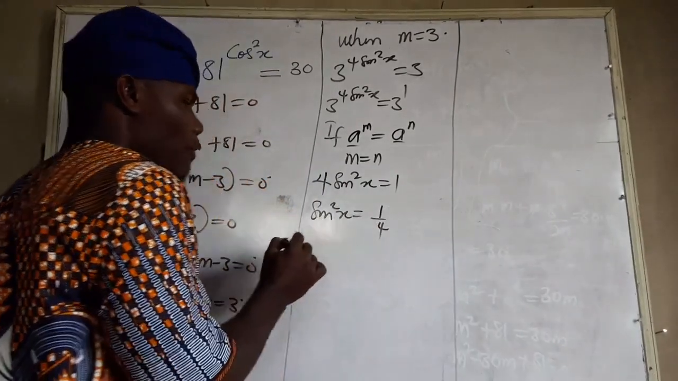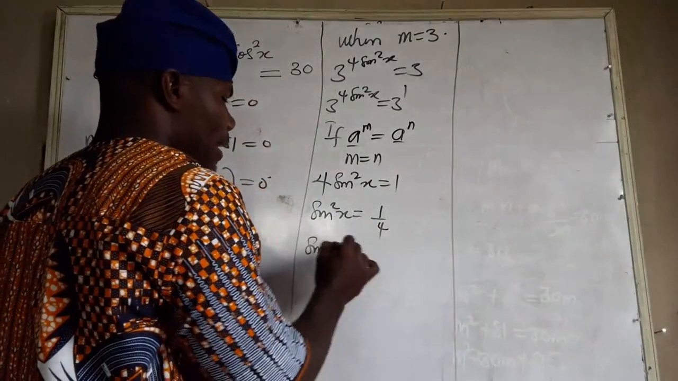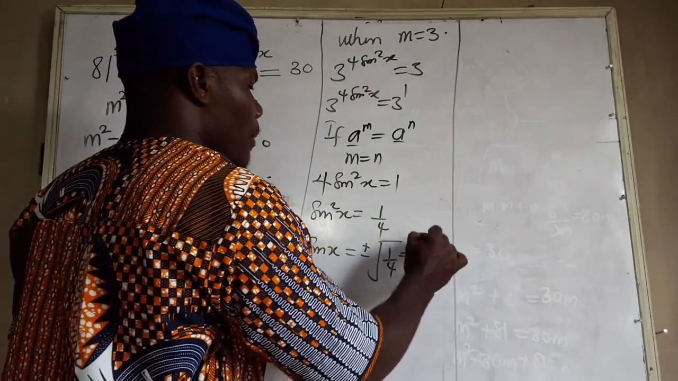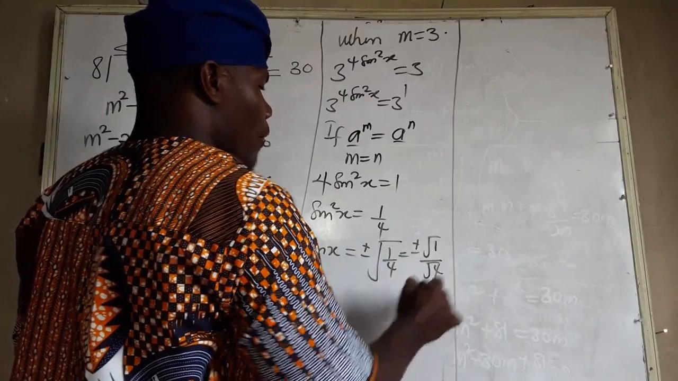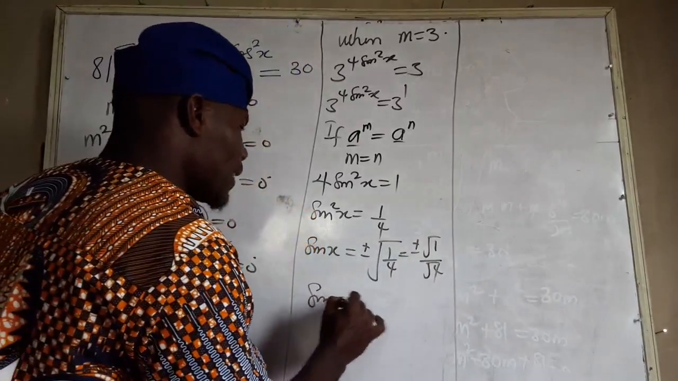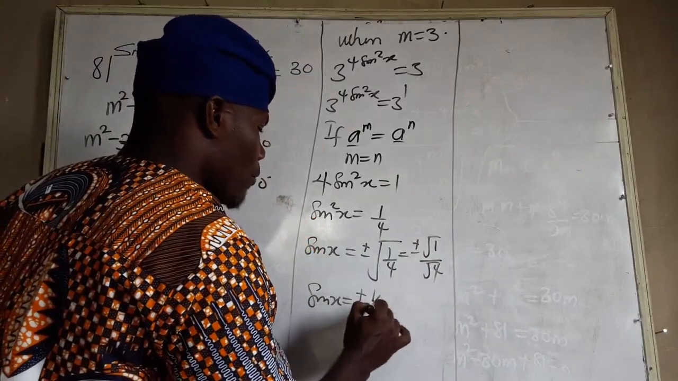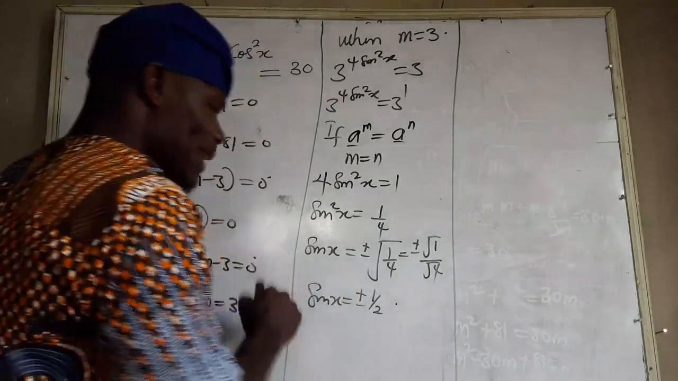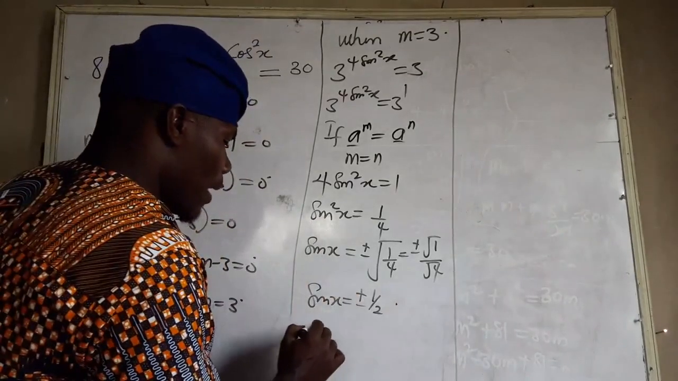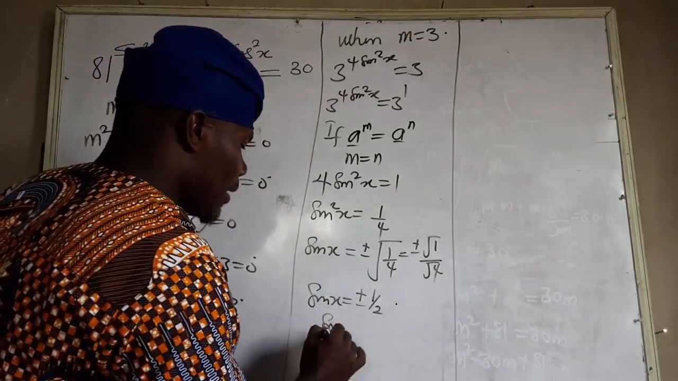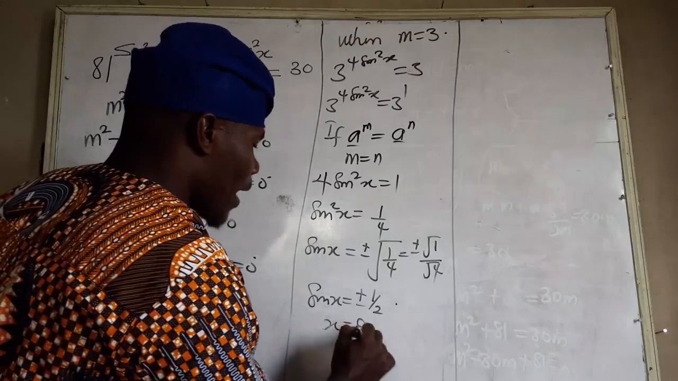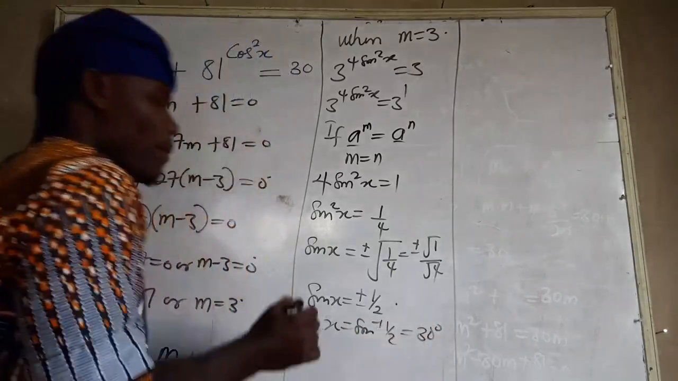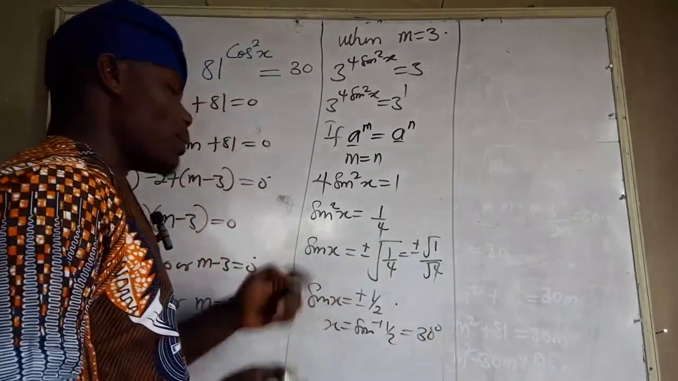So to now get the value of sine x, we now have plus or minus square root of 1 over 4, which is plus or minus square root of 1 over square root of 4. So sine x will give you plus or minus 1 over 2. So now, the plus or minus 1 over 2, meaning that x is arc sine 1 over 2, which is equal to 30 degrees. But 30 degrees is not the only solution because it is plus or minus.